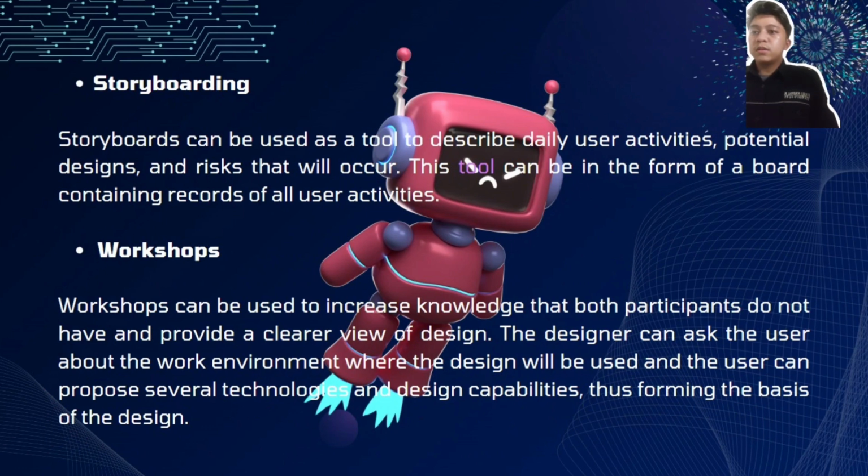Storyboarding. Storyboards can be used to describe daily user activities, potential designs, and risks that will occur. This tool can be in the form of a board containing records of all user activities. Workshop. A workshop can be used to encourage knowledge that both participants do not have and provide a clearer view of design.